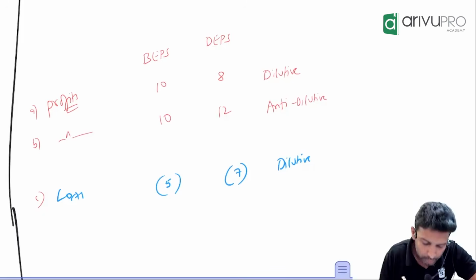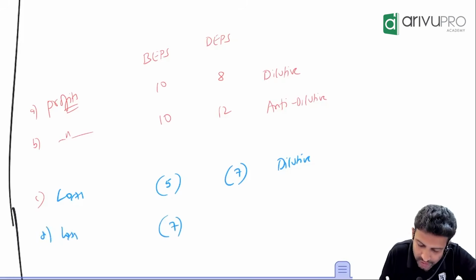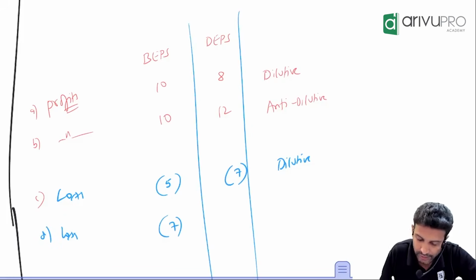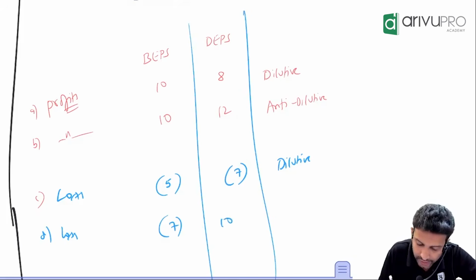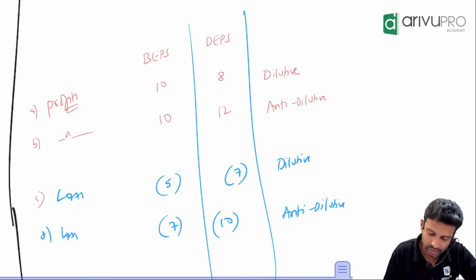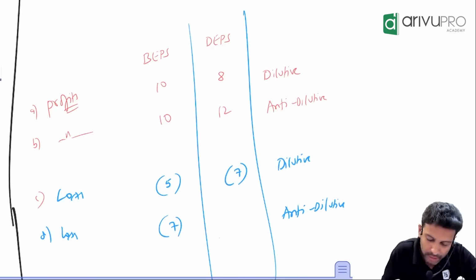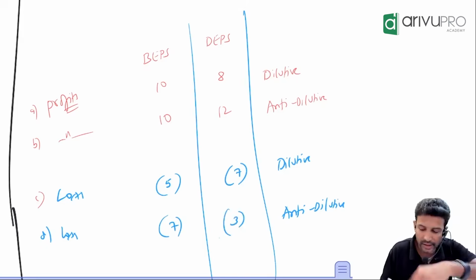Correct? Suppose ulta scenario plays out. Fourth case. Basic ka loss is 7, no? Diluted ka loss is, let's say, 10. Then it is what? Anti-dilutive. Understood? Suppose this becomes minus 3. Then it is anti-dilutive.